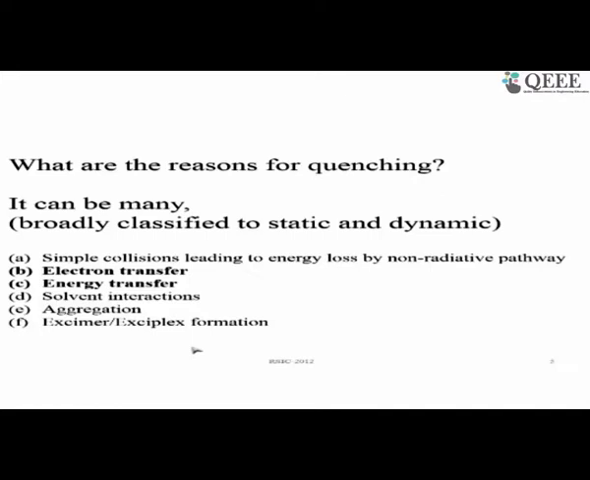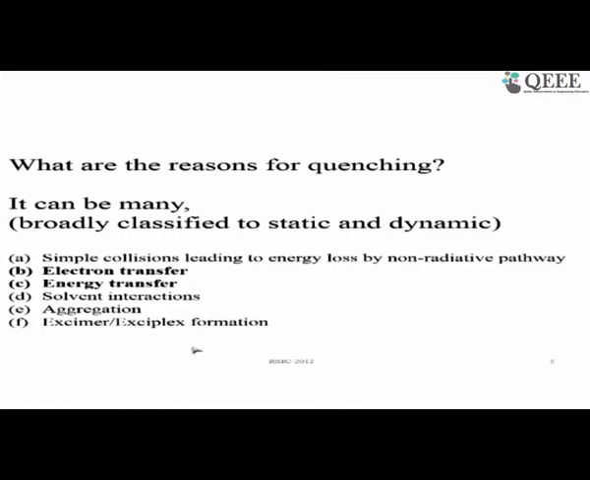There are two items in bold, B and C. They are the most common pathways for quenching. One is called electron transfer, another one is called energy transfer. And there can be solvent interactions which lead to fluorescence quenching. There can be aggregations. There can be excimer formation, exciplex formation. Yesterday we saw that it can form excited state dimers or excited state complexes.